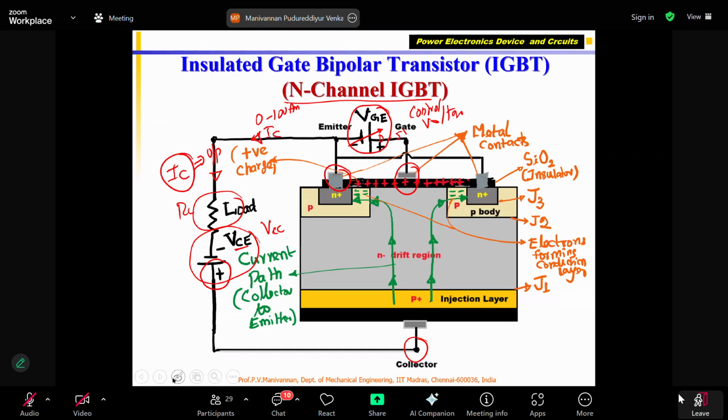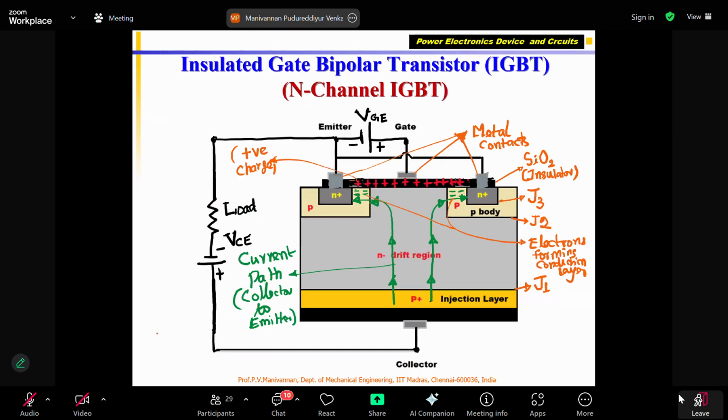Okay. So how it works is mentioned here. As I told you, this picture is important. You will understand it. As I told you, the first layer is P plus, the injection layer, which is the interface with the N minus drift layer. So this is junction 1. The N minus drift region, this is the interface. Correct. This is the J2 junction. P body, correct. P body and the drift region. And the P body or P region is the interface with the N plus, the third.